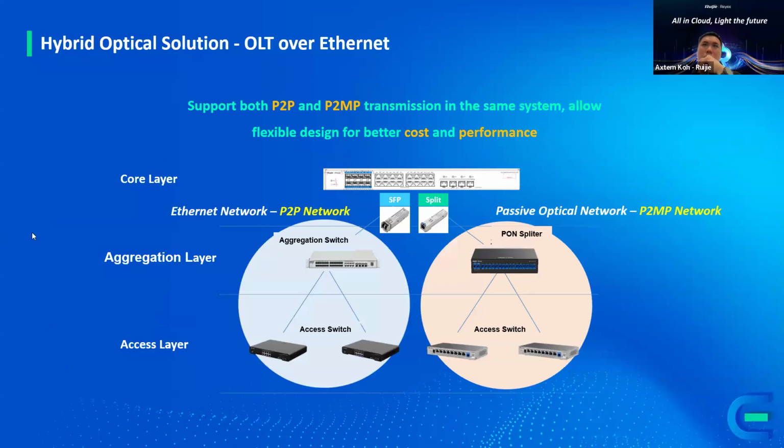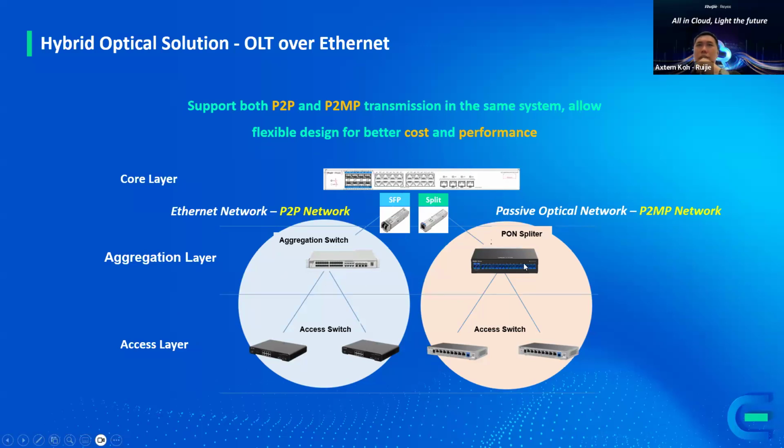And even though what I'm going to show you here, we support both point-to-point and point-to-multipoint transmission at the same time, to allow you some flexible design for better cost and performance. Conventionally, we were using a point-to-point network, so you need to use the SFP. For our point-to-multipoint E-Lighten solution, you need to use the PON transceiver as a core layer.